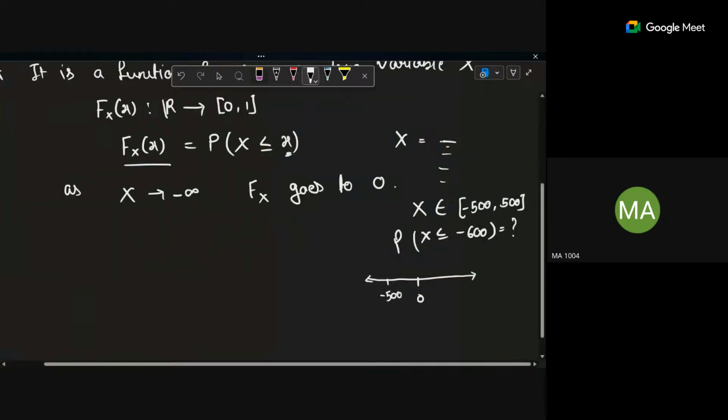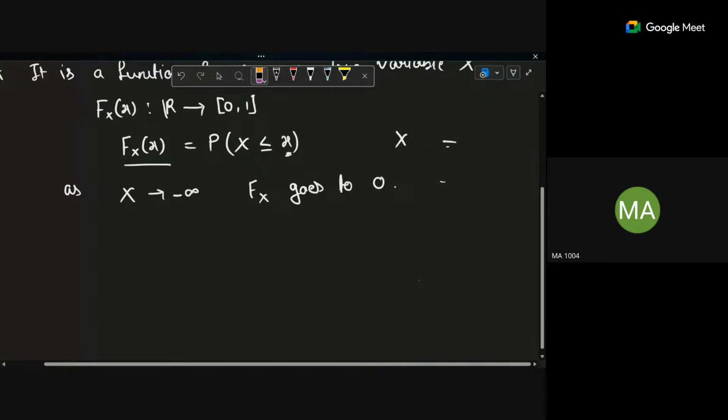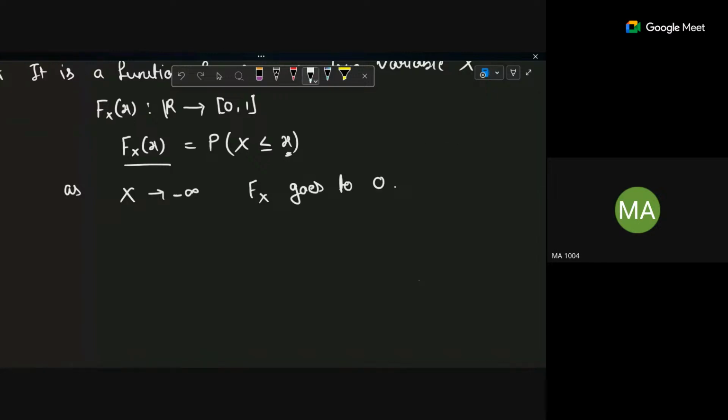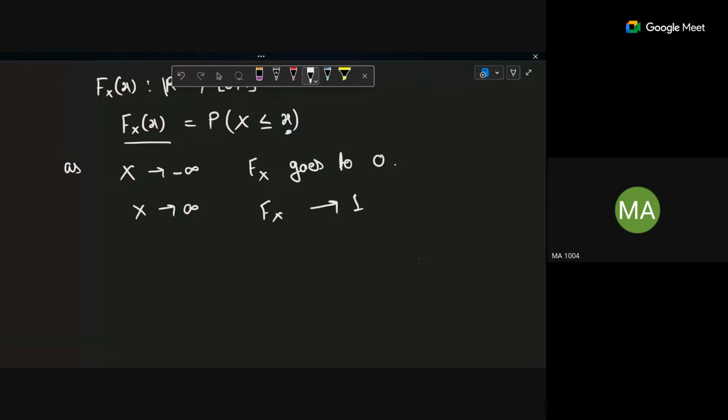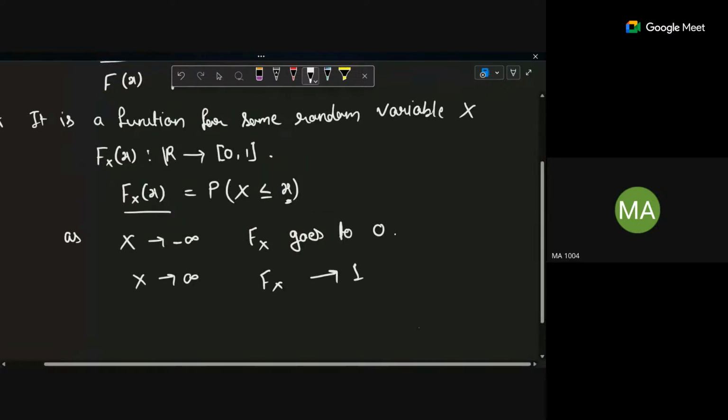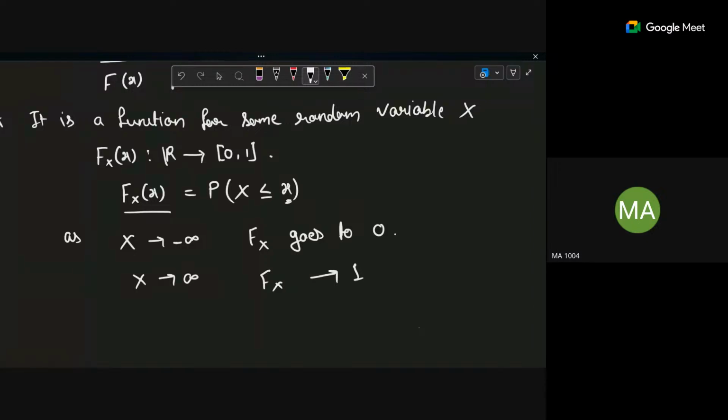This is one of the properties that if you are defining CDF, then it should be like that. If x is taking negative infinity, the CDF, your function, should approach 0. And if x approaches infinity, this function F_X approaches 1. It will always take non-negative values. Why will it take non-negative values? Because in the definition itself, we said the range for this function is 0 to 1 only.